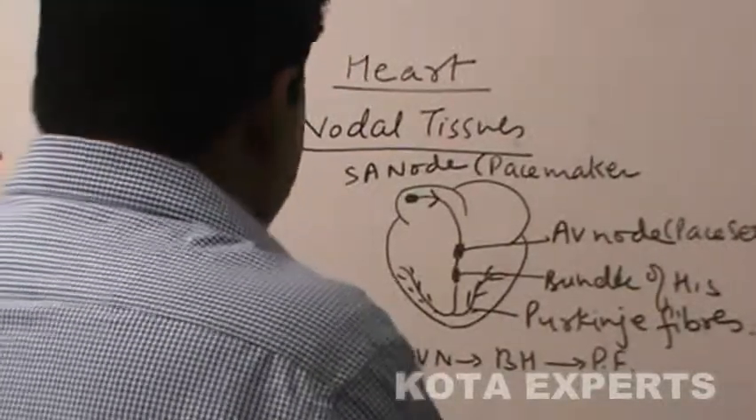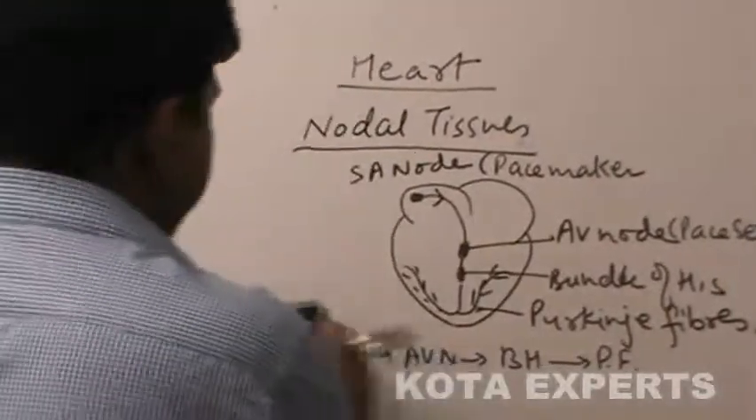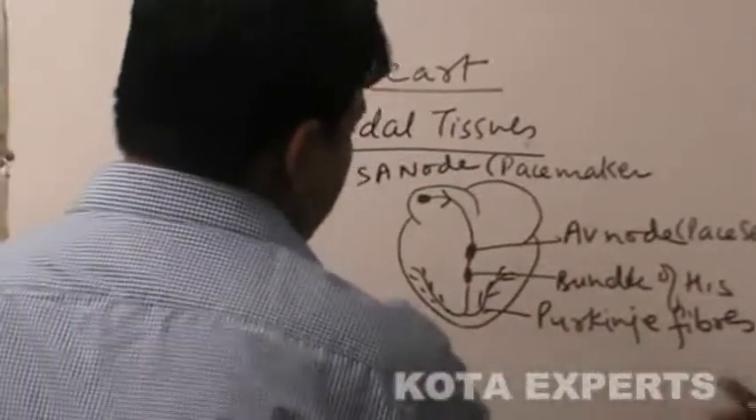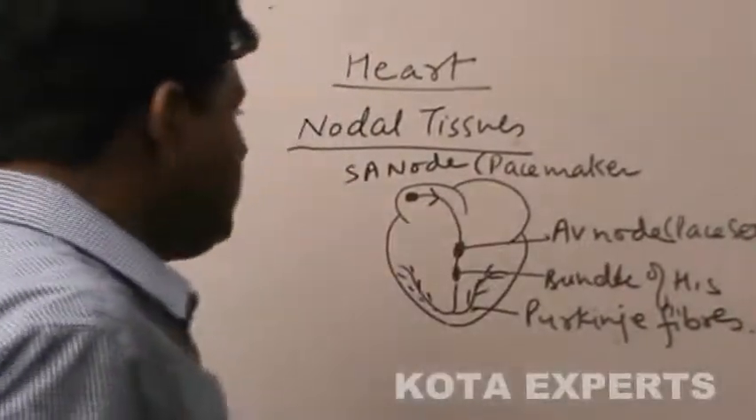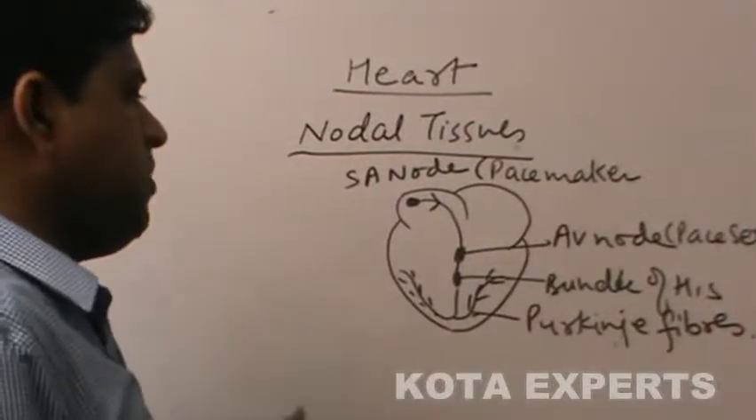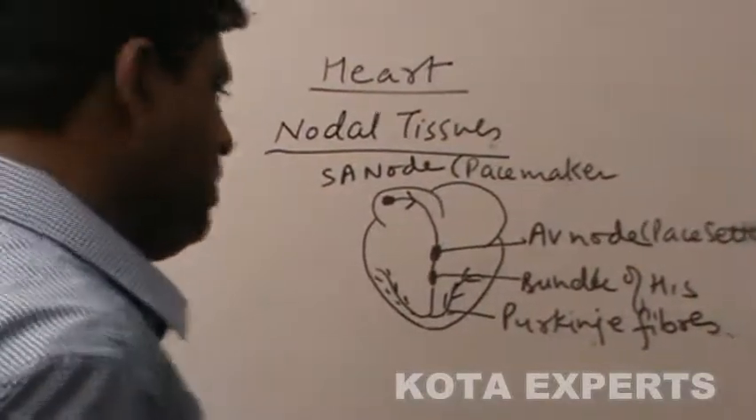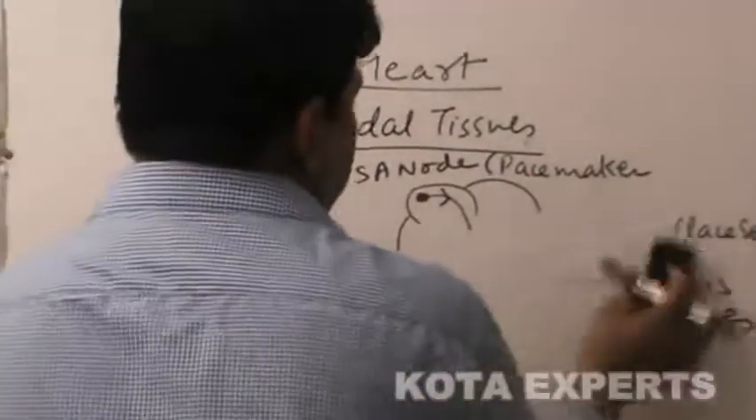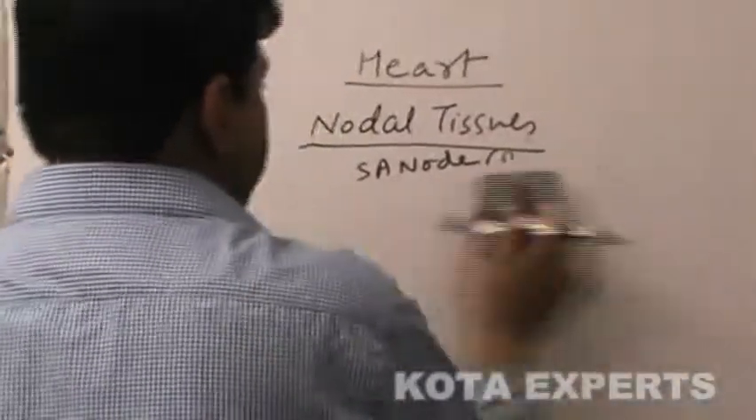So the impulse conduction takes place from SA node to AV node to bundle of His to Purkinje fibers. As far as the conduction of impulse or the action potential is concerned, this will be the path. But now, what is the cardiac cycle?